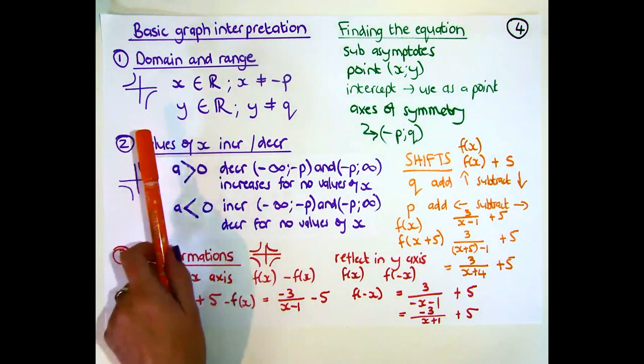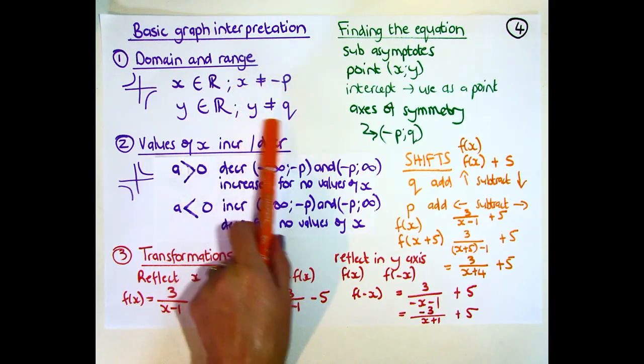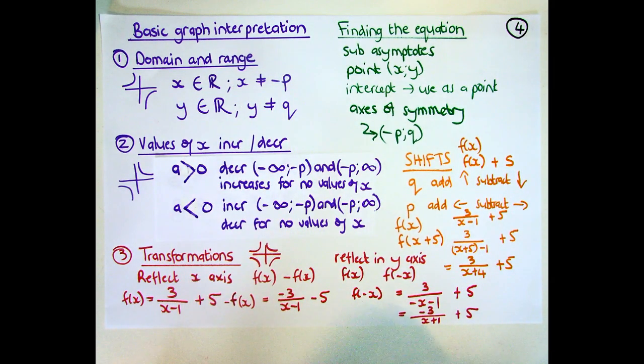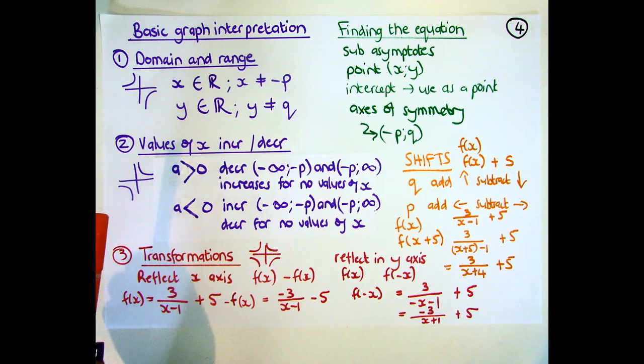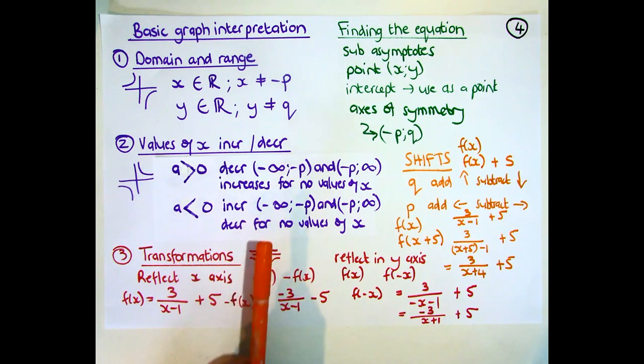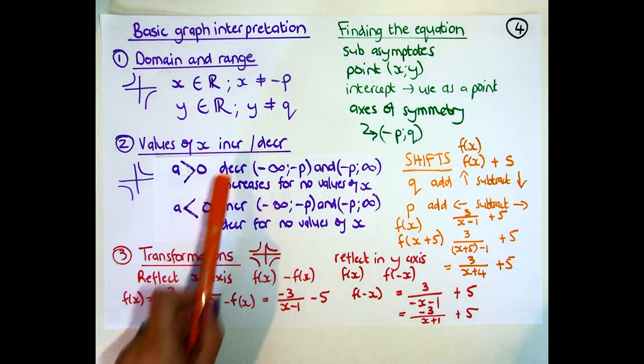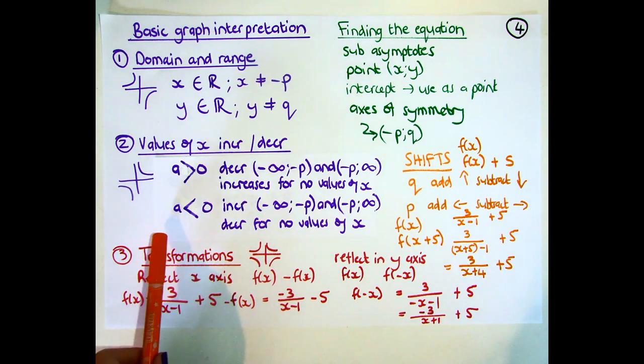Domain and range: you're going to have anything except each of the asymptotes. When we look at increasing or decreasing, remember that these graphs will either increase for all values except the asymptote or decrease for all values except the asymptote. When a is a positive number, it's decreasing, and when a is a negative number, you have increasing graphs for all values except the asymptotes.